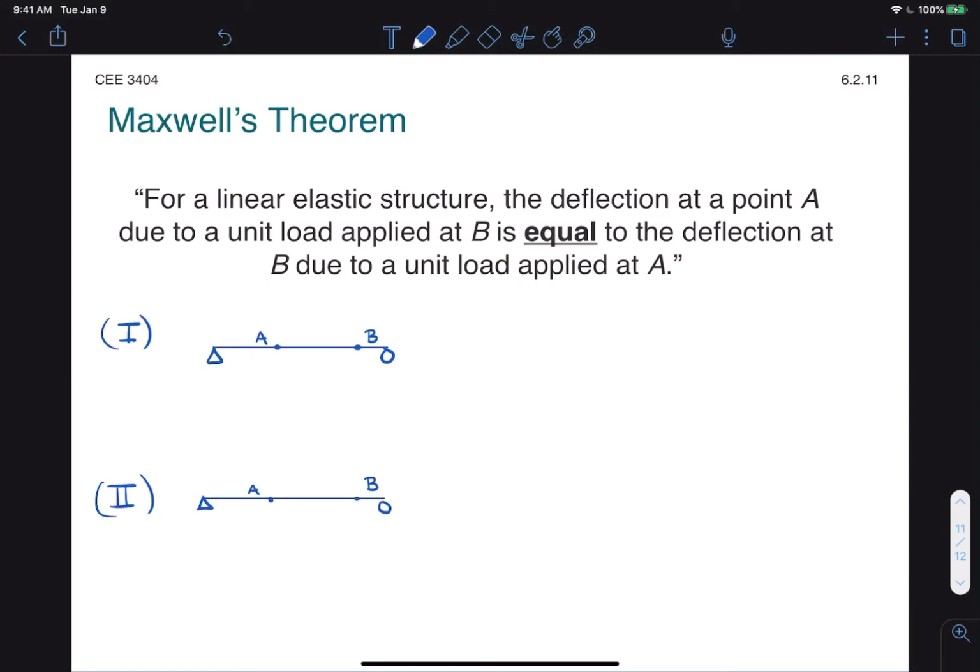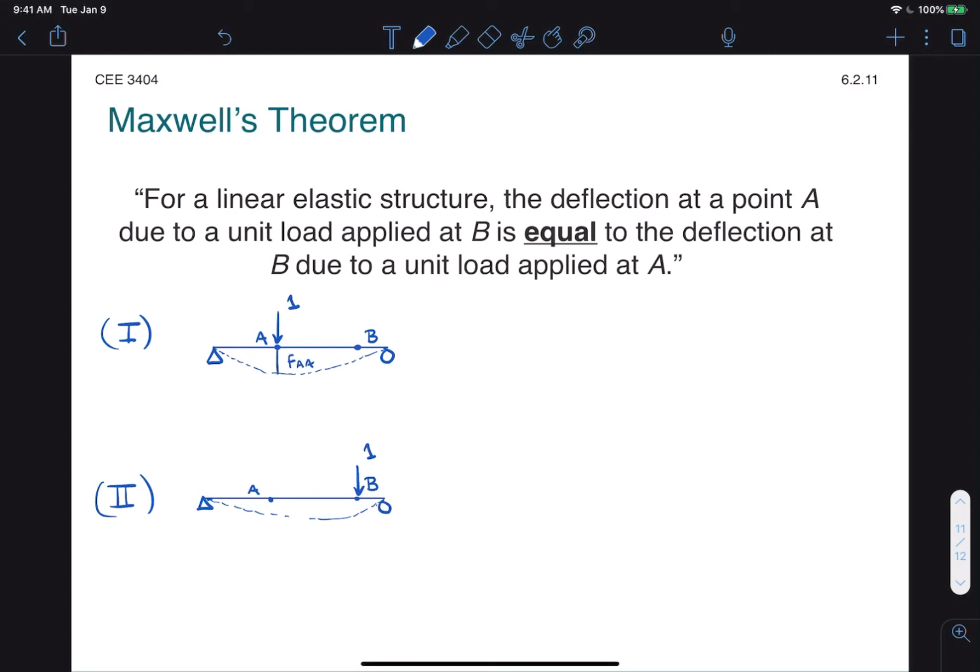All right, so let's say we have two systems of the same structure, simply supported beam in this case, and we just pick two arbitrary points on this structure, which we call A and B. Now for system 1, I'm going to apply a load at A, a unit load, and for system 2, I'm going to apply a unit load at B. So you could think of these as an A system and a B system. Those two systems are going to deflect differently, and we're going to measure the deflections at both points for both structures.